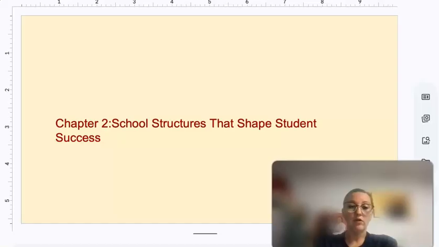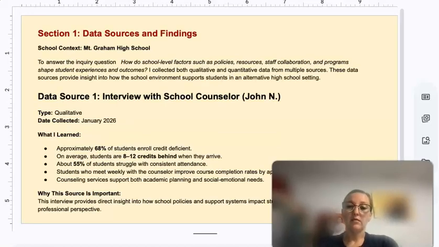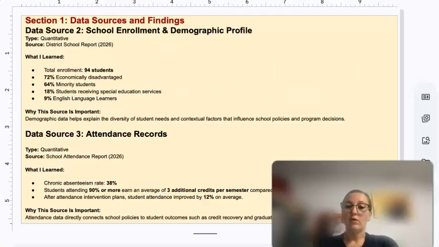I also saw how strong relationships between students and staff improve motivation and engagement. Small classroom sizes and regular check-ins create a supportive environment where students feel valued. This chapter showed how school policies or structure can either support or limit student success, and how important it is to design systems that meet students where they are. And here are my slides to just show you what I did.